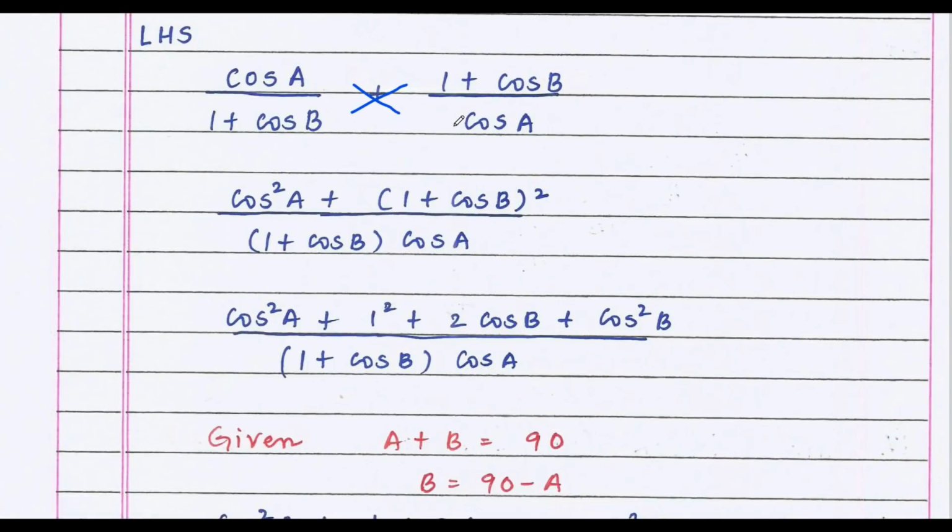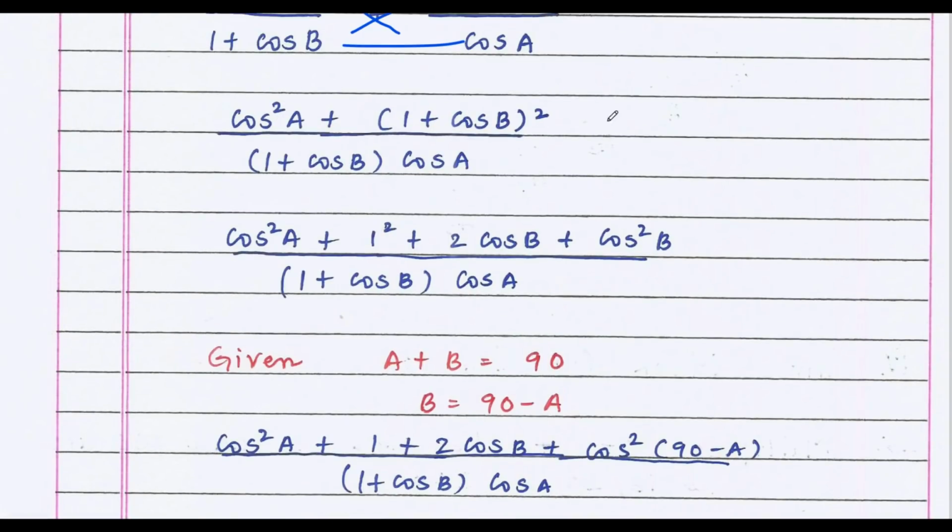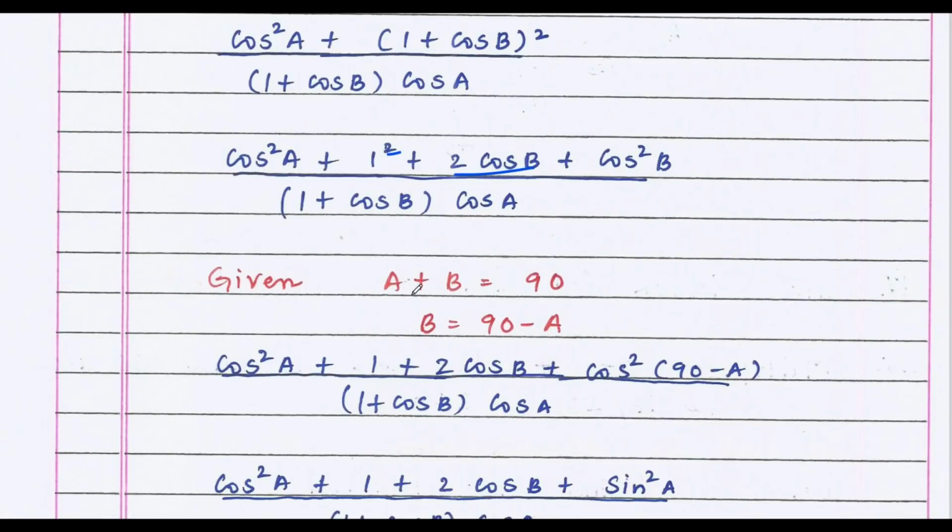Now 1 plus cos b into cos a as it is, cos square a. Using the a plus b whole square formula, a square plus 2ab plus b square. Now the given condition is a plus b equals 90, so b equals 90 minus a. Now substitute only here.